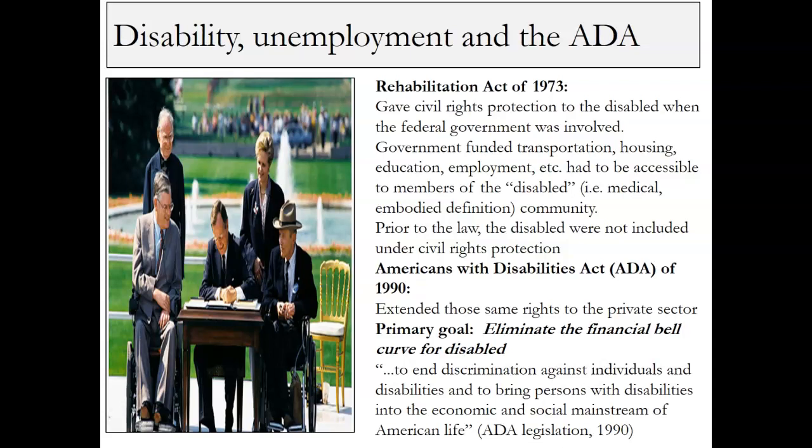It isn't like the disabled are marginalized. Everybody is doing well. Everybody has an equal opportunity to pursue the American dream and all that sort of stuff. The aim was to end discrimination against individuals with disabilities and to bring persons with disabilities into the economic and social mainstream. That's what I mean by eliminating that bell curve of American life. That was the big ultimate goal of the ADA, to give everybody that equal chance, opportunity of attaining the American dream: financial, the house, education, those sorts of things.